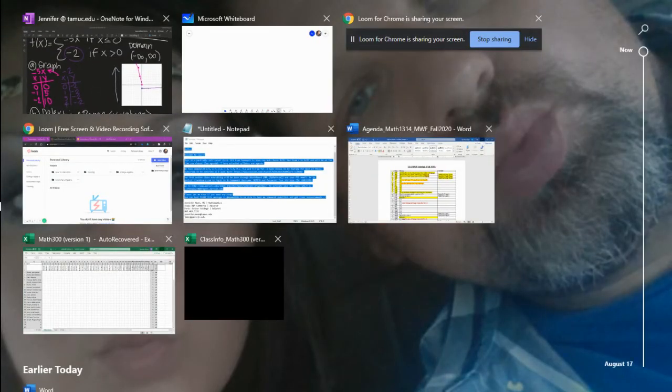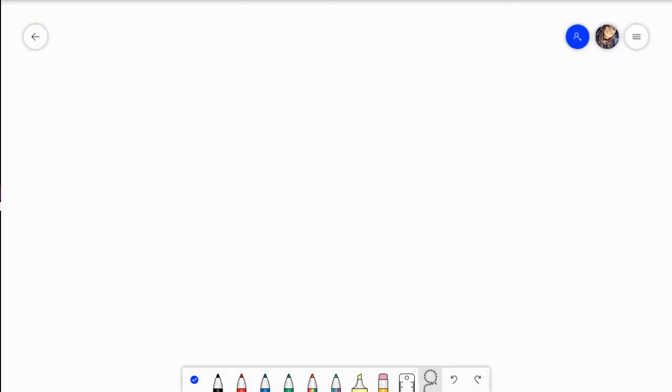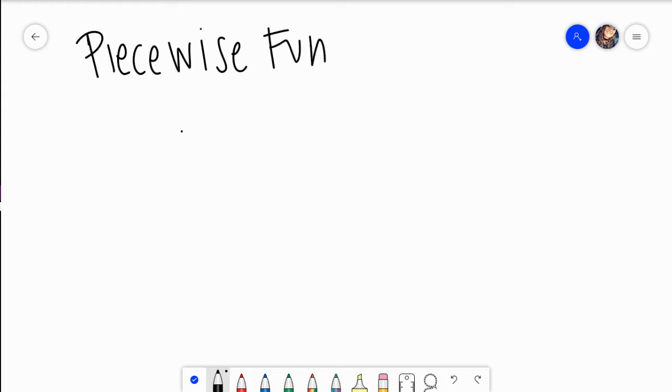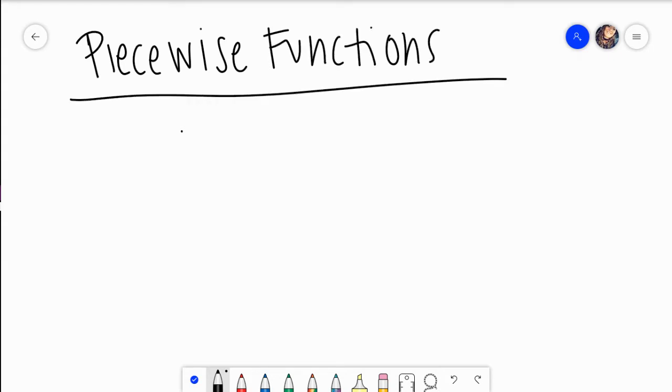Okay, so here we go. So this is piecewise functions. Sorry, give me 1 second. A piecewise function is going to be a function made up of other functions that occur at different intervals. Okay.